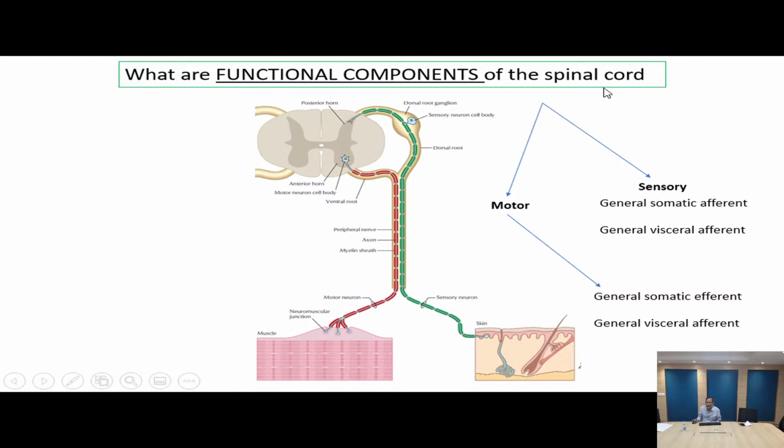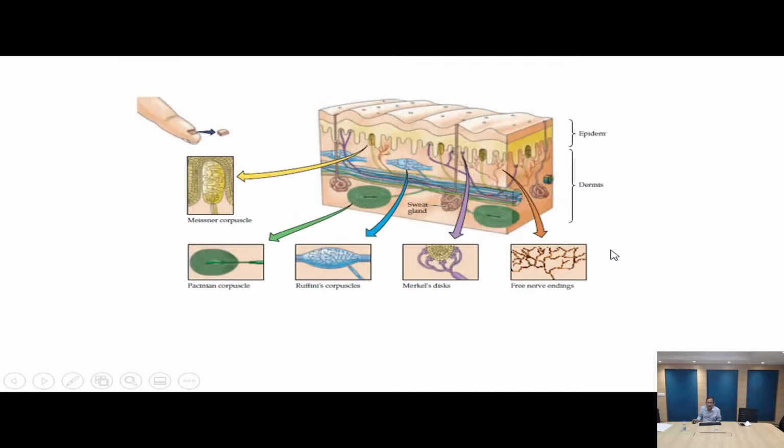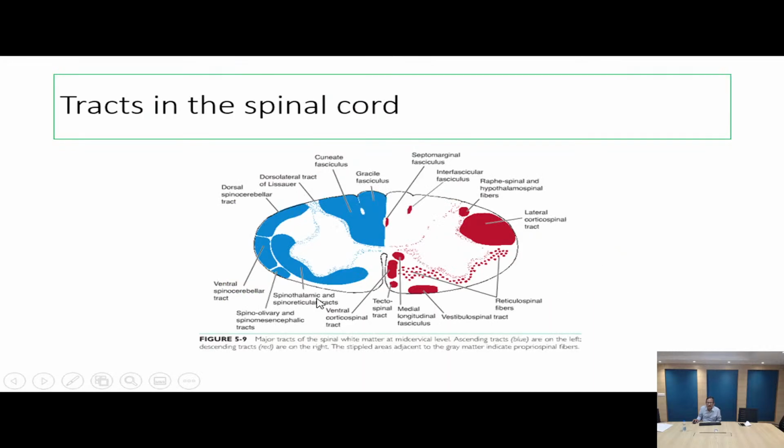So functional components of the spinal cord, we know there are motor and sensory components. I have already mentioned before different types of sensory fibers. And within the white matter, there are various tracts. Tracts are nerve fibers going up and down. Some are motor, some are sensory.